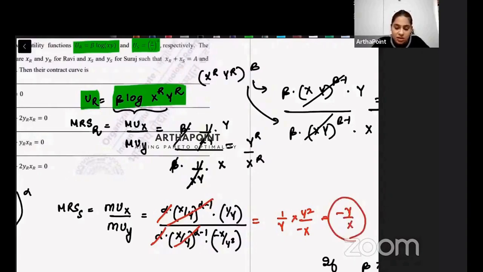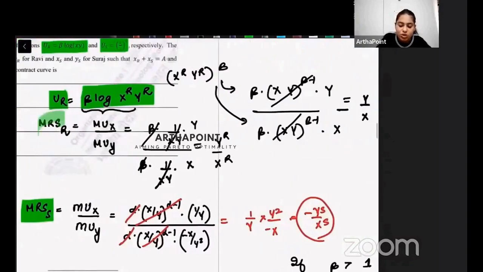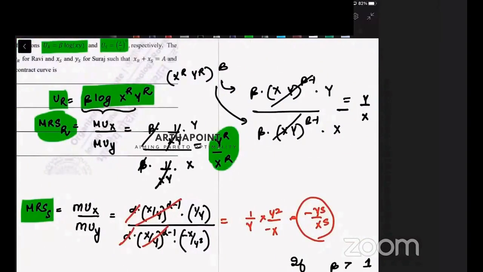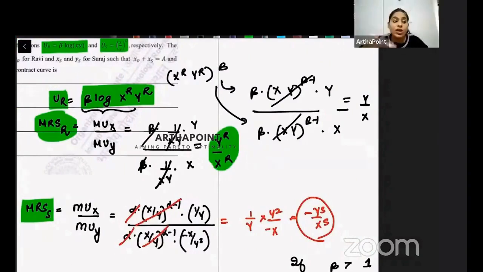Again, I am saying, make sure that you write S everywhere here. This is the MRS of individual S. This is the MRS of individual R. If you don't write this correctly, then when you equate to find Pareto efficiency, we will be in trouble.